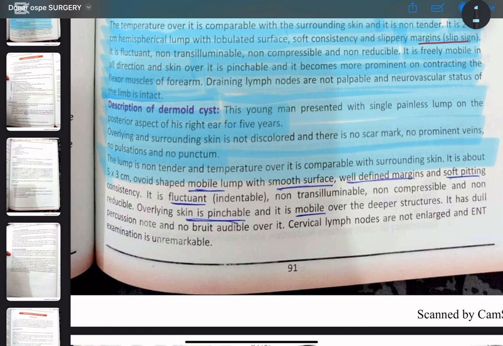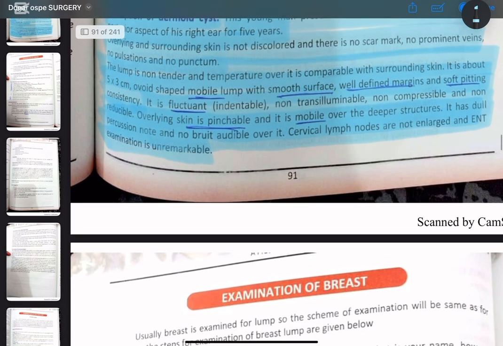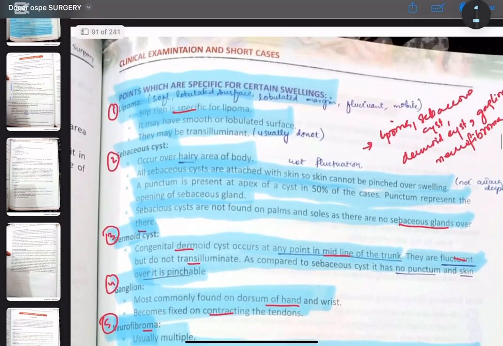It is about a 5 into 3 centimeter ovoid shaped mobile lump with smooth surface, well-defined margins and soft pitting consistency. It is fluctuant, indentable, non-transilluminable, non-compressible and non-reducible. Overlying skin is pinchable and it is mobile over the deeper structures. It has a dull percussion note and no bruit audible over it. The cervical lymph nodes are not enlarged and ENT examination is unremarkable. So this was all about the case presentation of a normal swelling.